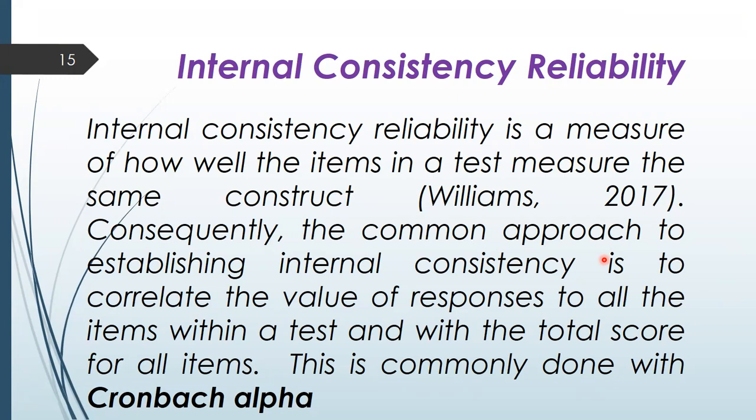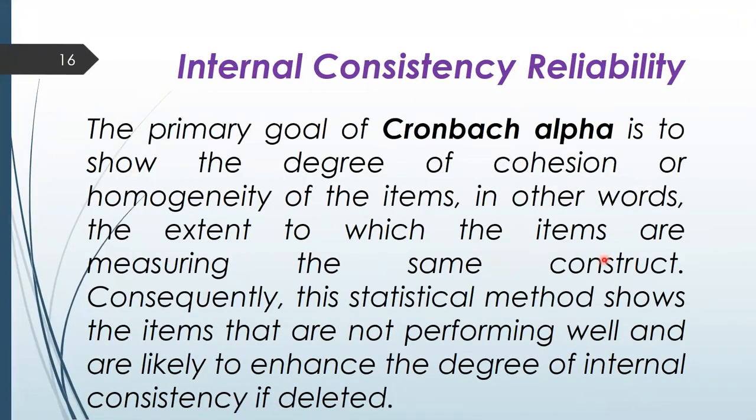It's just internal consistency. So it's a measure of how the items in the test measure the same construct, according to Williams. So commonly, the approach to establishing consistency is to correlate the values of responses to all the items within the test with the total score for all the items. Actually, that's the pattern with Cronbach alpha. Each item is correlated with one another and then with the total score. And then you see all these figures coming out at the end of the day in your result output.